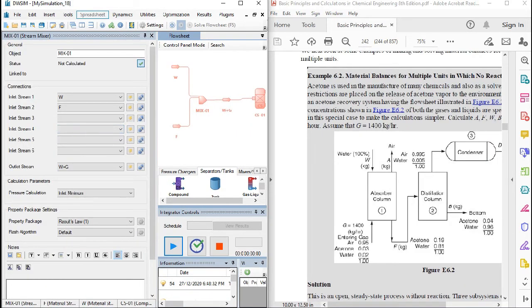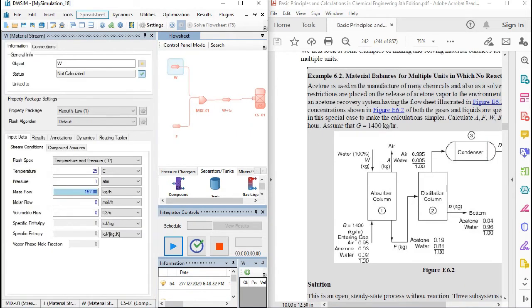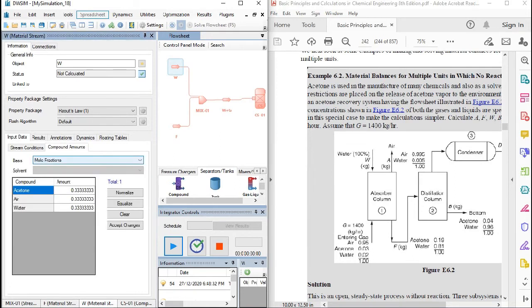Let us also not forget the compound amounts contained in our W, or water stream. Of course, it's pure water, which is 100% as you see here in the flow sheet, so we put an amount of 1 here while the others are 0, and accept changes.